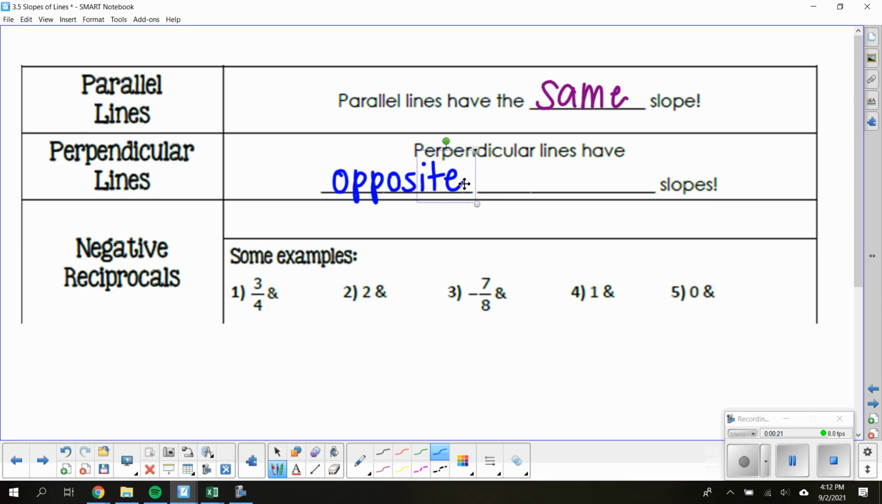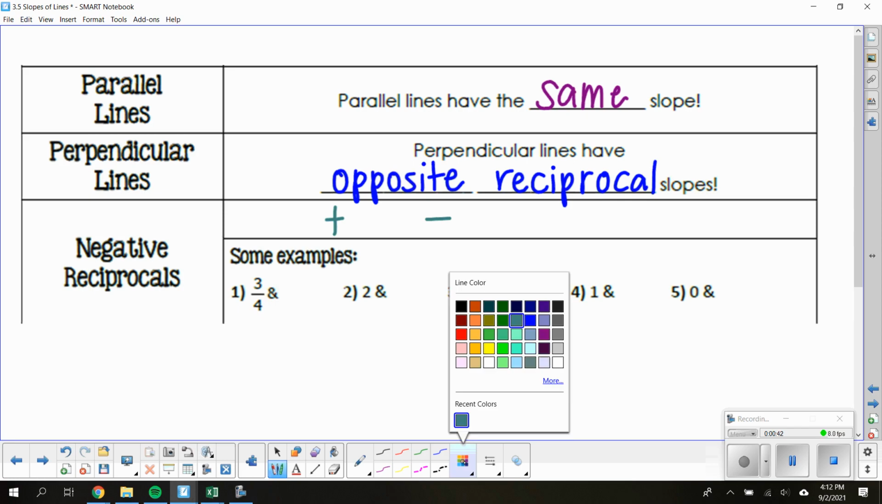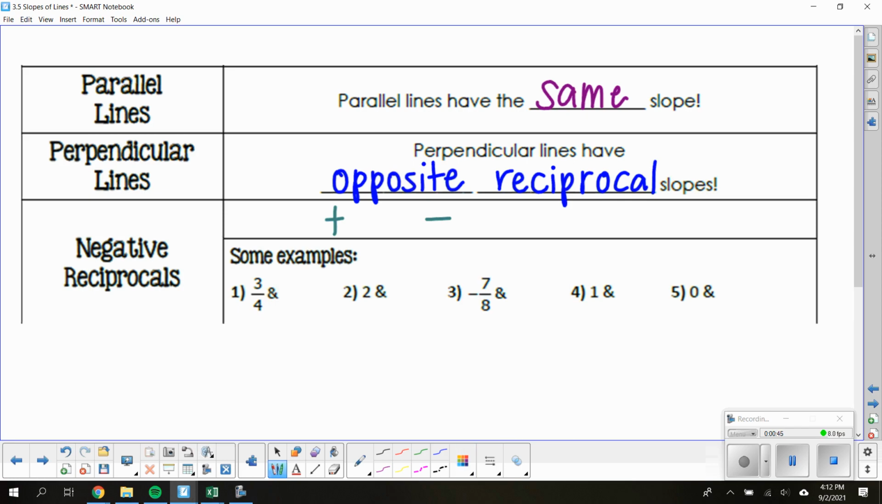So opposite reciprocal means that they are going to be opposite fractions and opposite signs. So, for example, one is going to be plus and one is going to be minus. That's the opposite in nature. Reciprocal means if I flip it over, it's the same thing. So it could be 6 over 7, 7 over 6. So for the opposite, one would have to be positive and one would have to be negative.